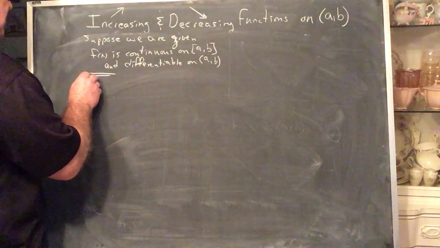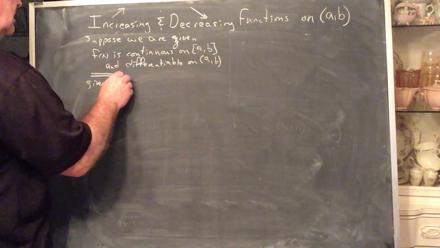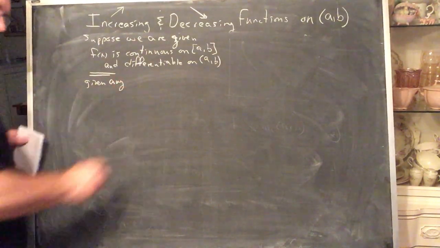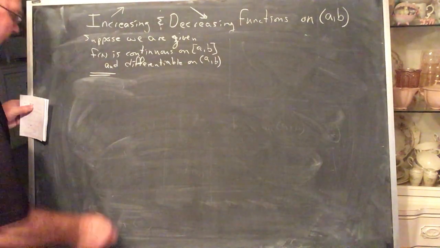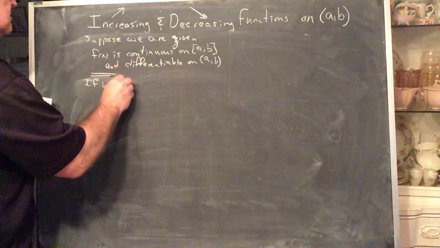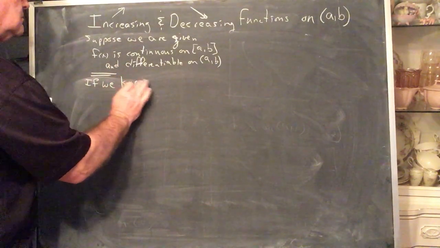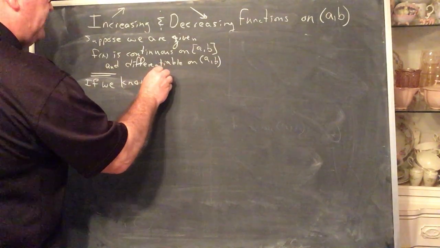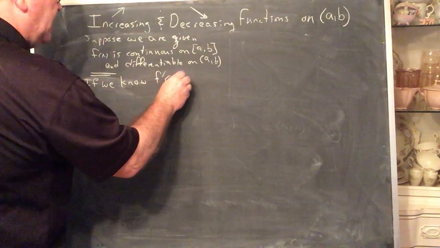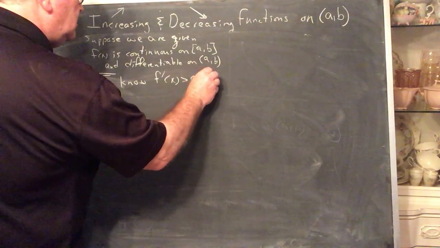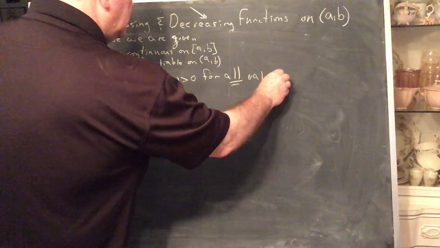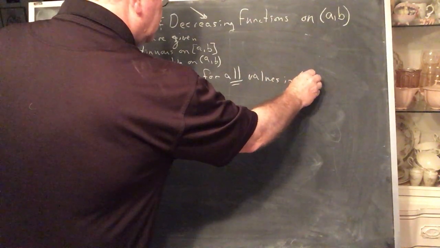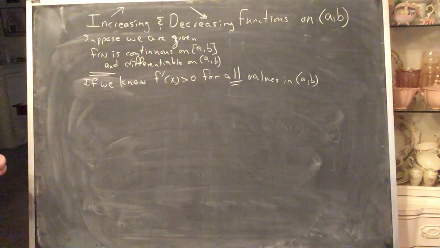Now, let me restate that. If we know the derivative is greater than 0 for all values in the interval, so we know the derivative is greater than 0 for all the values in the interval a to b.